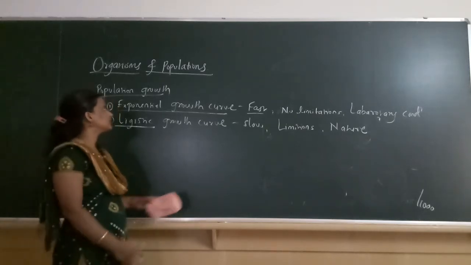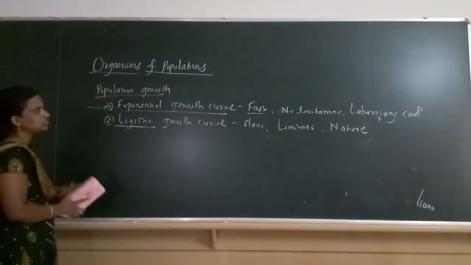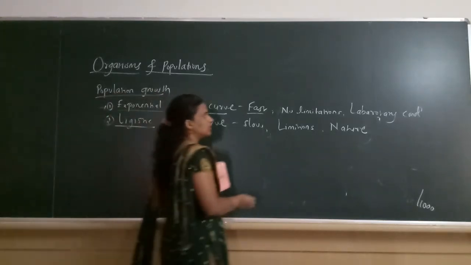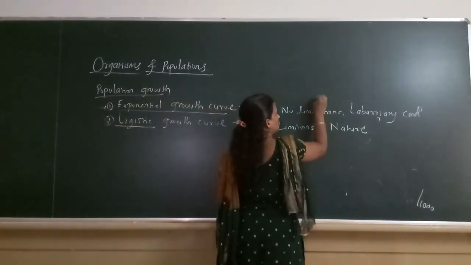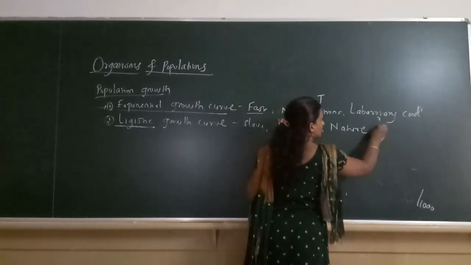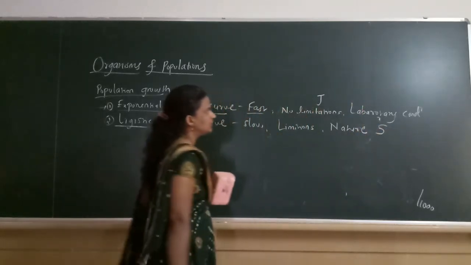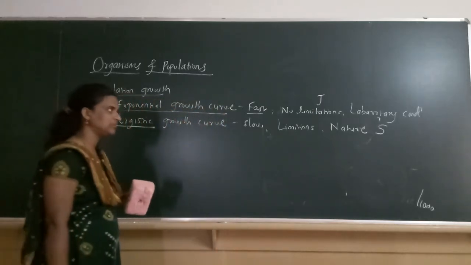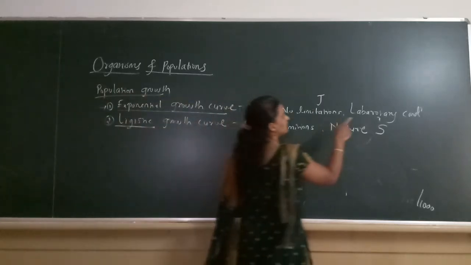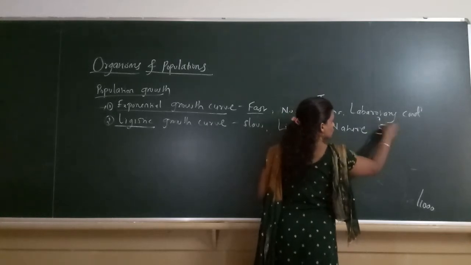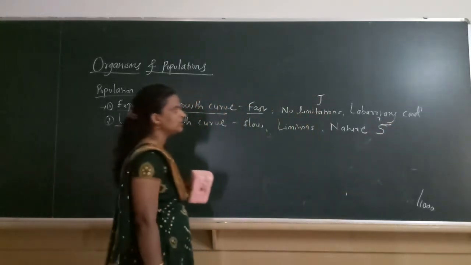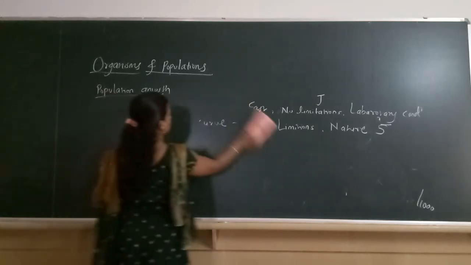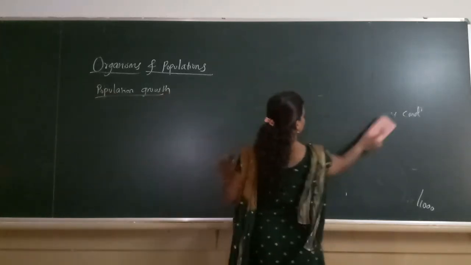We will start with the first one, the exponential growth curve. The exponential growth curve is J in shape, and the logistic growth curve is S in shape. This is continuously growing, so that is a J shape. After some limitations, it stops and the growth becomes steady. That is called logistic growth, in S shape. Taking the first one, exponential growth.